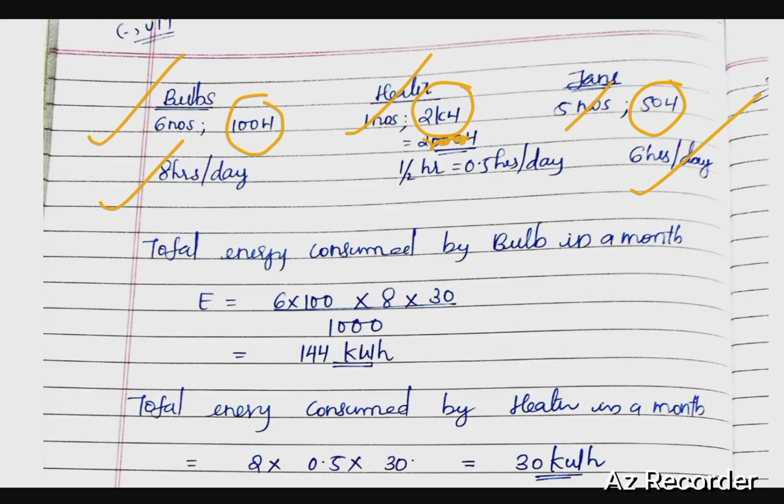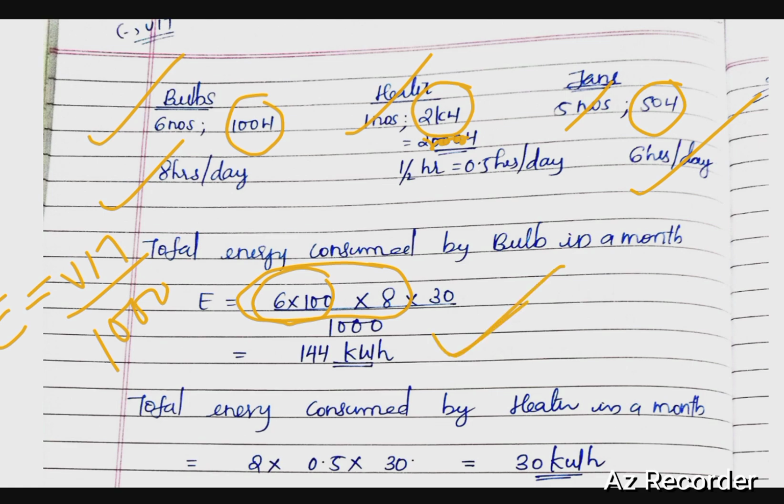We need to calculate energy in kilowatt hour. So energy is equal to VIT divided by 1000. The total power of the bulbs: we have 6 bulbs, each of power 100, so the total power is 600, multiplied by 8 hours used daily. So 600 into 8 is the energy consumed per day. We need the total for a month having 30 days, so the total energy consumed will be 6 into 100 into 8 into 30, which is in watt hour. We need to convert it into kilowatt hour, so dividing by 1000, we get 144.